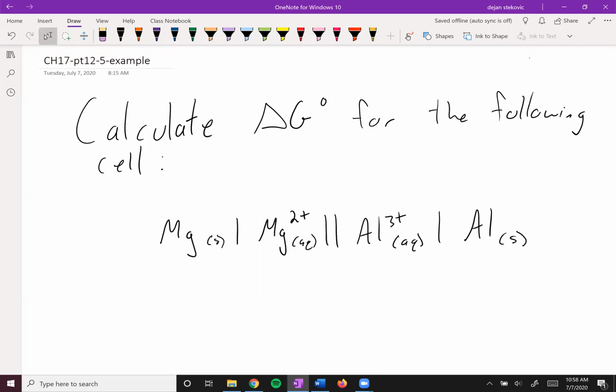All right, so let's take a look at one of these examples. Although they seem very plug and chuggy, there are some little tricks you have to pay attention to. So this one asks us to calculate the delta G for the following cell. So we have a magnesium and an aluminum cell here.